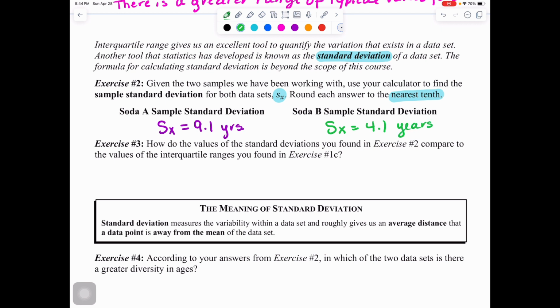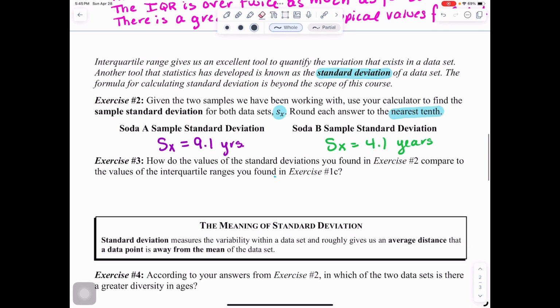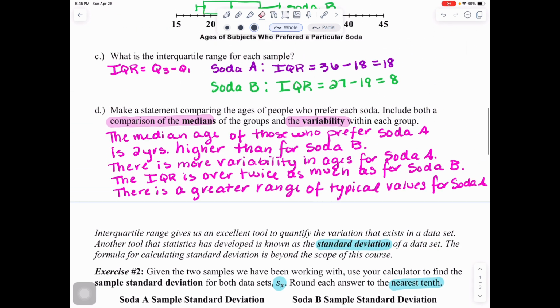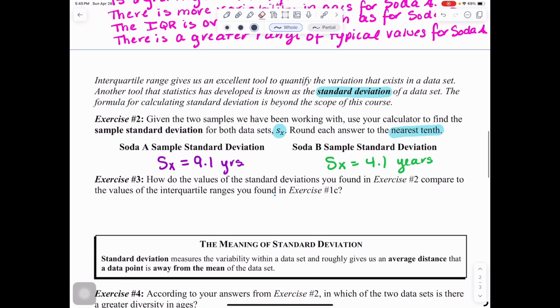So exercise 3 says, how do the values of the standard deviations you found in exercise 2 compare to the values of the interquartile ranges you found in exercise 1C? You can also compare them back to the IQR. So if I go back to the IQR, for soda A it was 18. My standard deviation is 9.1. So that's about half of the IQR. And my soda B IQR is 8. And that's about half of the IQR for soda B.